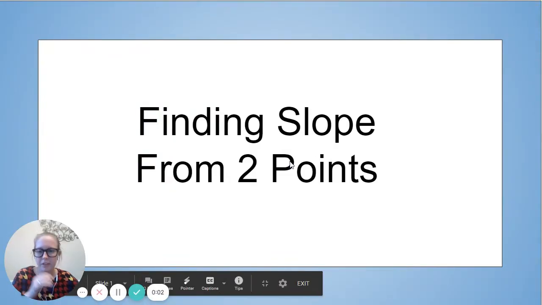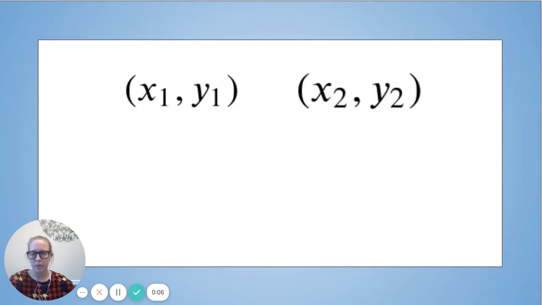So we are going to find slope from 2 points. To find slope from 2 points, we're going to look at this equation. First we have to know when we have ordered pairs, so this is x1, y1, x2, y2. And in our ordered pairs, it's always x, y.